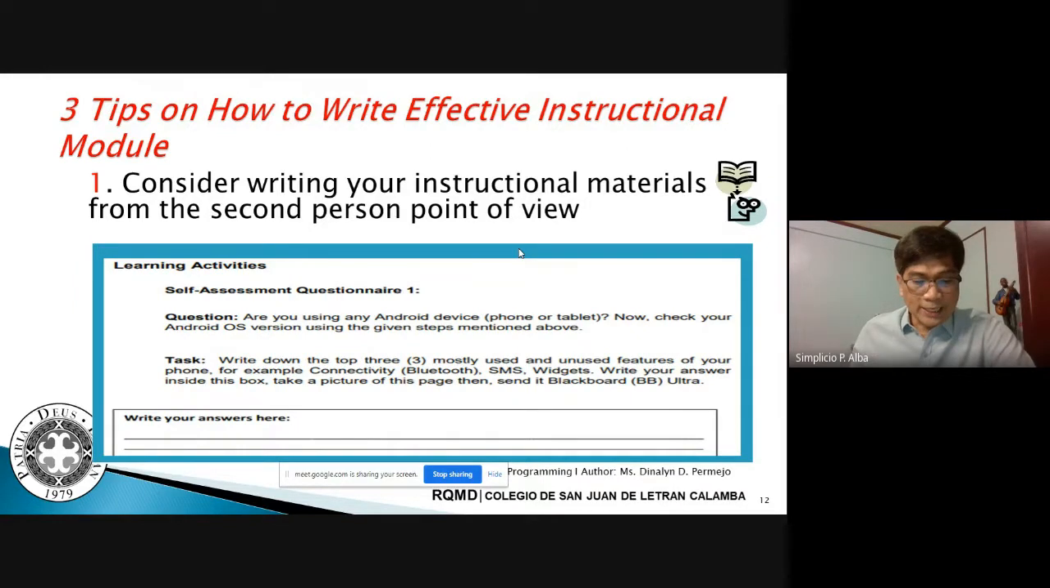And consistently, even in her learning activities, as you can see for the question under self-assessment, she has there, are you using any Android device, phone or tablet? Now check your Android OS version using the given mention above. And even in her task, write the top 3 mostly used and unused features of your phone. For example, connectivity, Bluetooth, SMS, and so on and so forth.